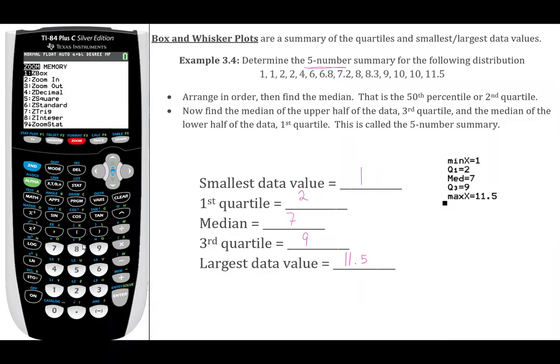Now we'll hit zoom 9 one more time. Sorry about that. And now we have a box and whisker plot. From here, we don't really see too many data values, and the TI-84 does a decent job with graphing, but some of the features of the GeoGebra app do a little bit better.